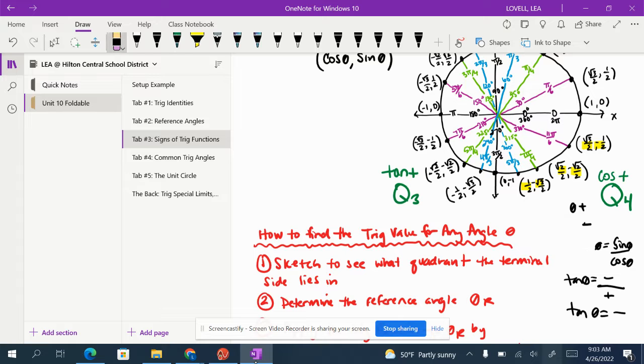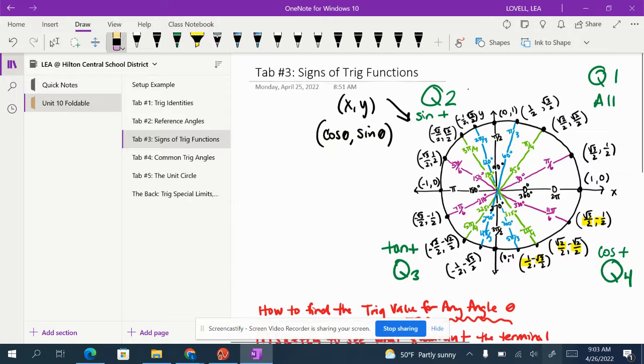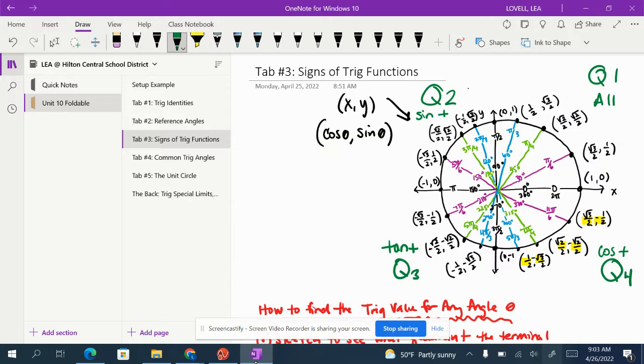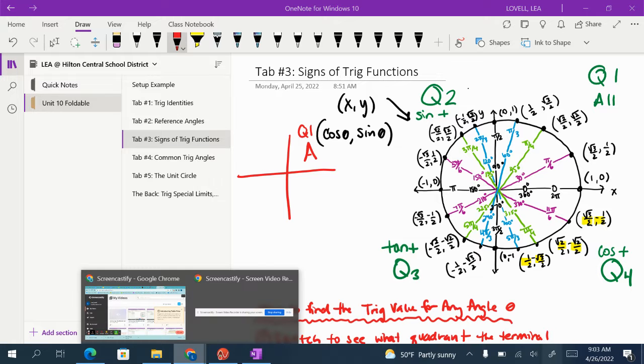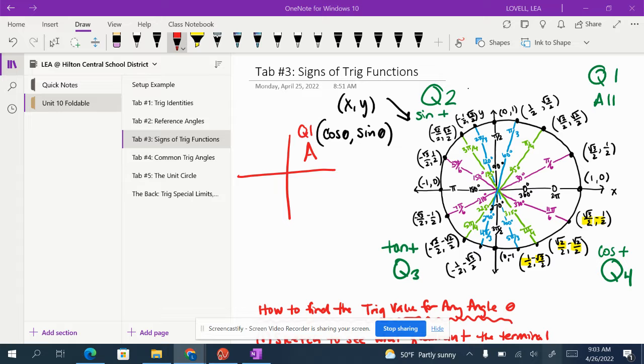So let's look at this holistically. I've got my unit circle over here, and I have identified the signs in each quadrant. I'm now writing in red, so this should definitely go in your foldable. In the first quadrant, all signs are positive. Why did it stop recording? Oh, it didn't stop. Sorry. In the second quadrant, only sine is positive. In the third quadrant, only tangent is positive. And then in the fourth quadrant, only cosine is positive.